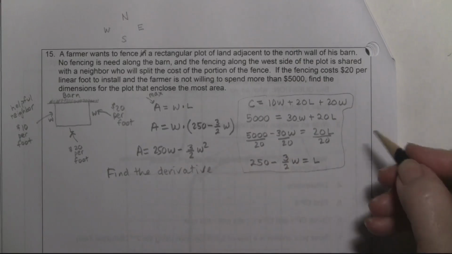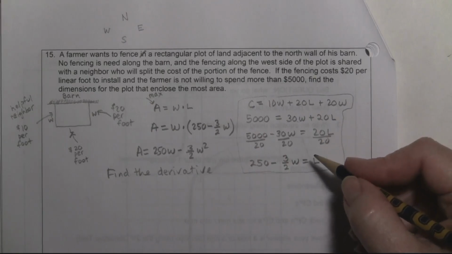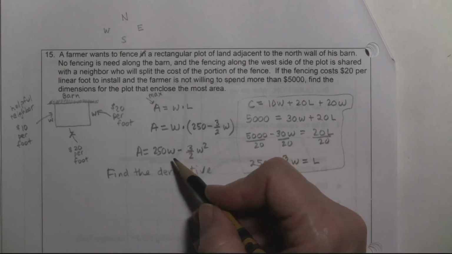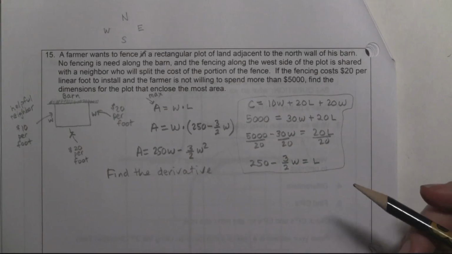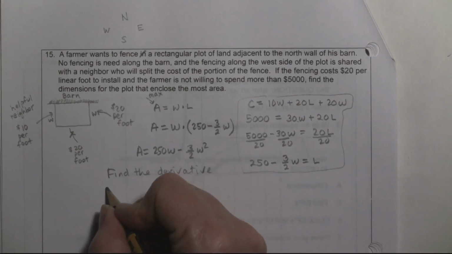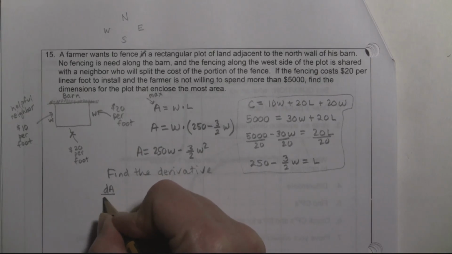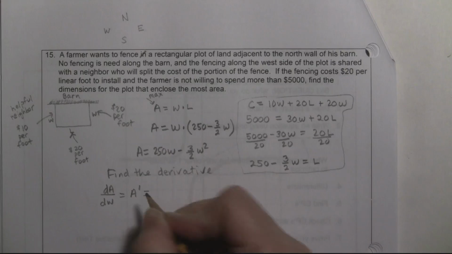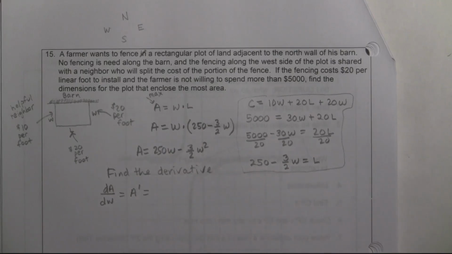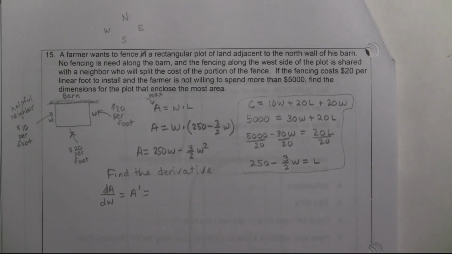If I would have solved this for W instead, then I would have had L's over here, and I would have found the derivative with respect to L. And so you could write this if you wanted as dA/dW, which is A prime if you wanted to write it. Either way is okay. I usually write A prime, I have to admit, but just so you know, you're taking the derivative with respect to W.